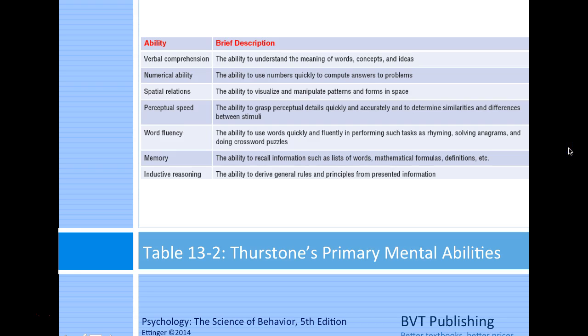And here you go. Here's table 13.2. This is on page 525 in your book. And this is just explaining in a little more detail what each of these 7 areas mean. So verbal comprehension, the ability to understand the meaning of words, concepts, and ideas. Numerical ability, the ability to use numbers quickly to compute answers to problems. Spatial relations, the ability to visualize and manipulate patterns and forms in space. Perceptual speed, the ability to grasp perceptual details quickly and accurately, and to determine similarities and differences between stimuli.